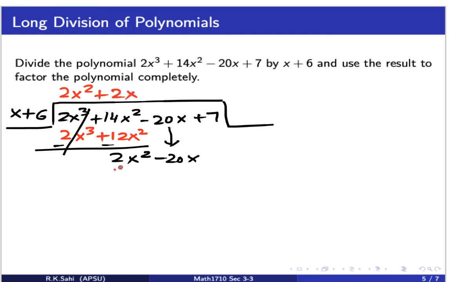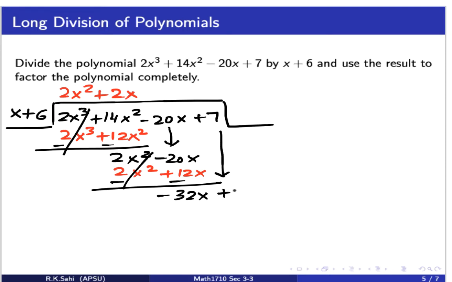What do we see? 2x squared plus 12x. Then we're going to change the signs. This is going to be negative 32x. And now we are going to get the 7 down. Positive 7. So now we're going to cancel out negative 32. Remember, there's a positive x, so we have to multiply only by negative 32.